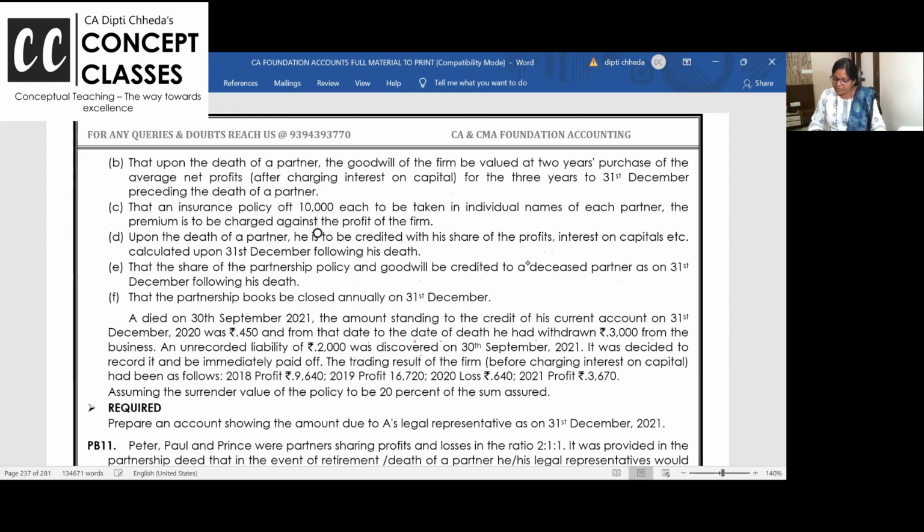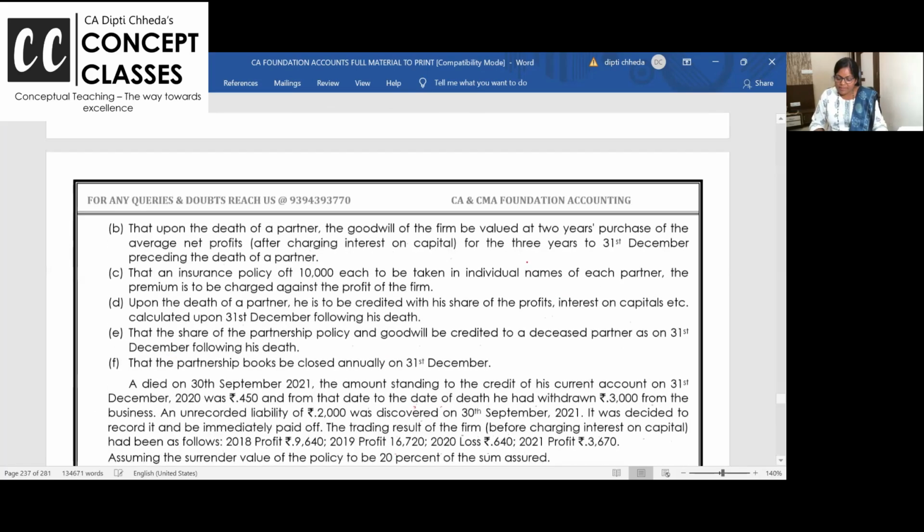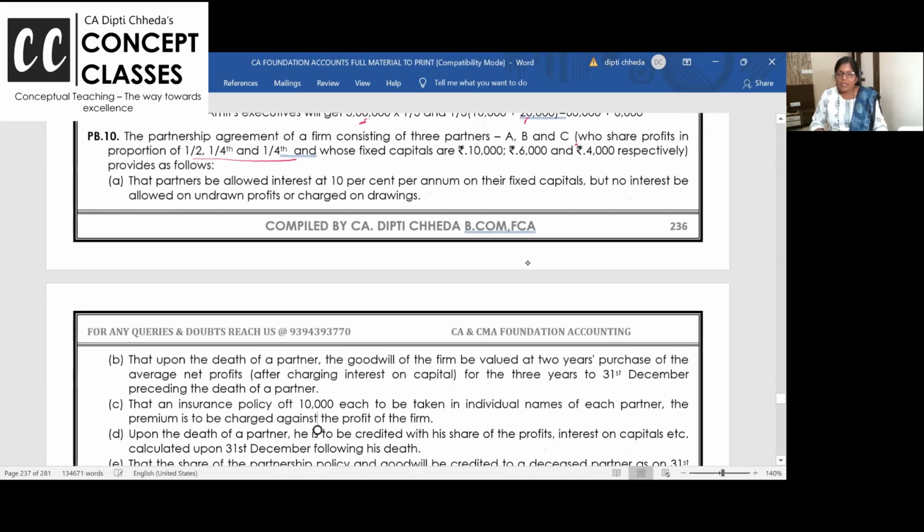Trading result of the firm before charging interest on capital has been followed. Okay. So the trading result of the firm before charging interest on capital दिया है, assuming surrender value of the policy to be 20% of the sum assured. So what policy's value they have given? You want me to read it again? Then please tell me. There's a different structure of this problem.